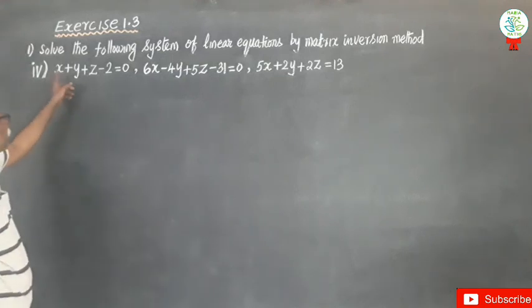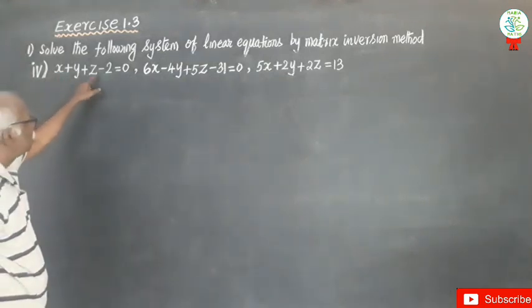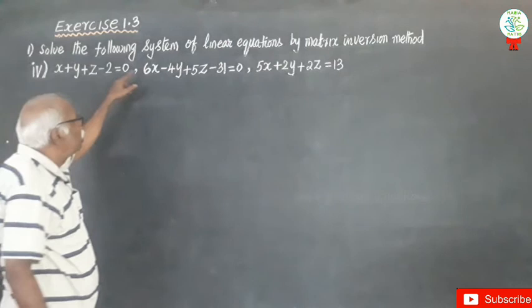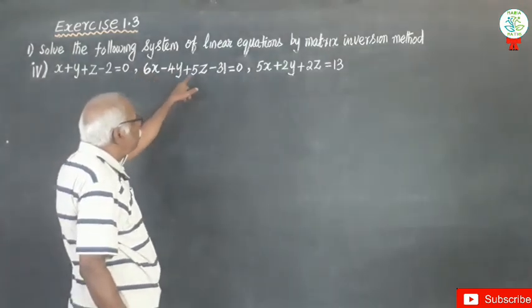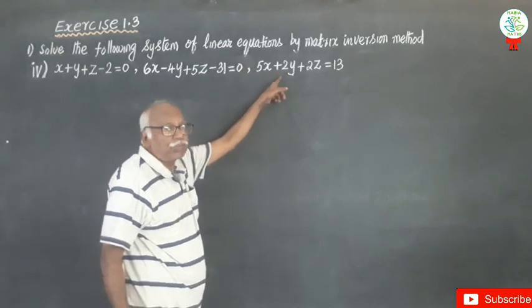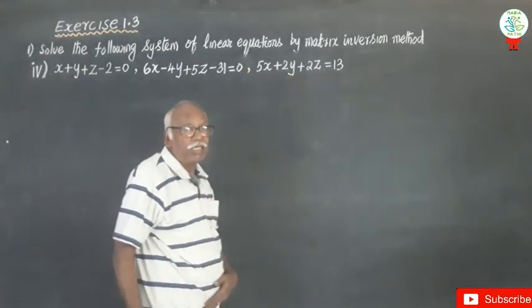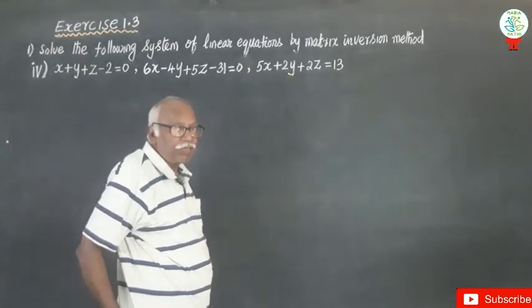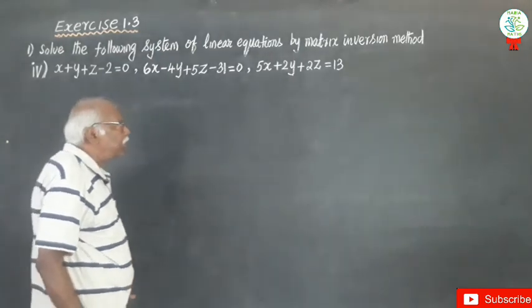Condition 4: x plus y plus z minus 2 equal to 0, 6x minus 4y plus 5z minus 31 equal to 0, 5x plus 2y plus 2z equal to 13. You have to solve by matrix inversion method. First write the equations.